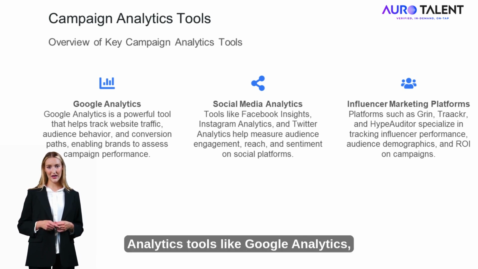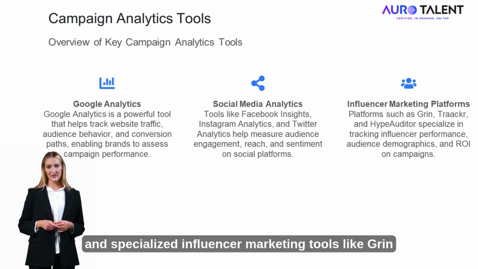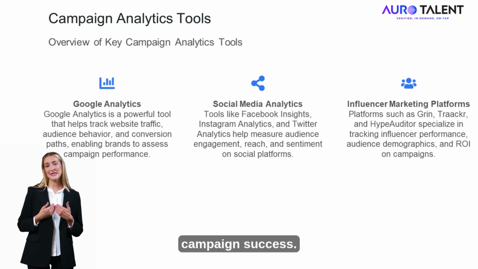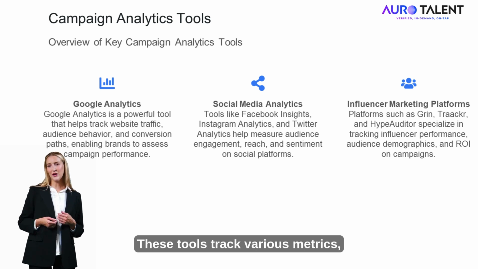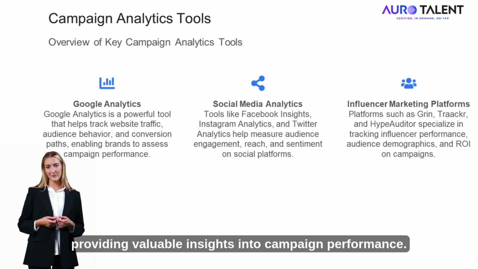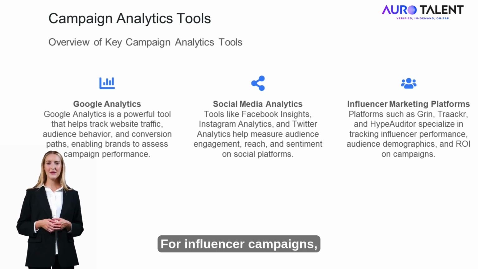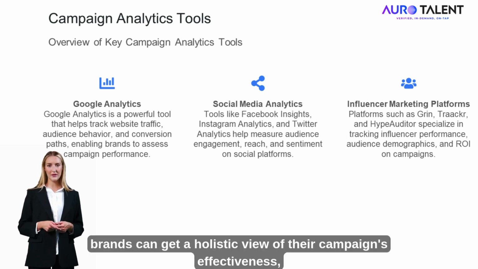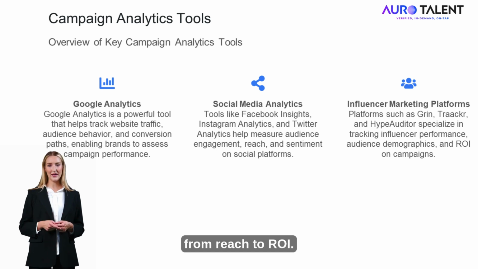Campaign analytics tools. Overview of key campaign analytics tools. Analytics tools like Google Analytics, social media platforms, and specialized influencer marketing tools like Grin or Tracker are essential for measuring influencer campaign success. These tools track various metrics, from website traffic to social media engagement, providing valuable insights into campaign performance. For influencer campaigns, these tools help track how well influencers are driving traffic and conversions. By integrating these tools, brands can get a holistic view of their campaign's effectiveness, from reach to ROI.